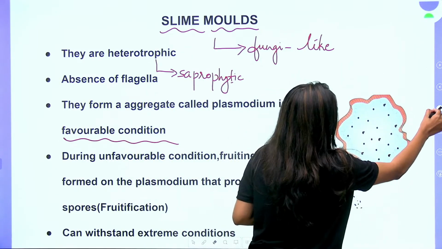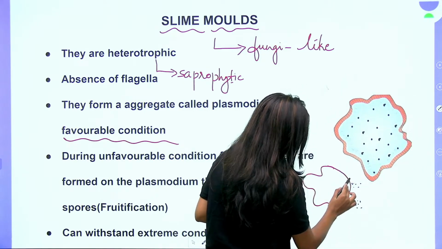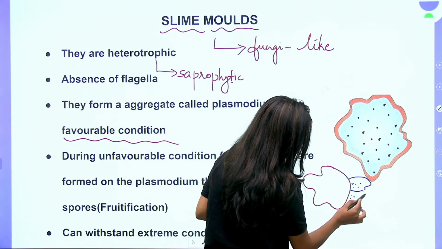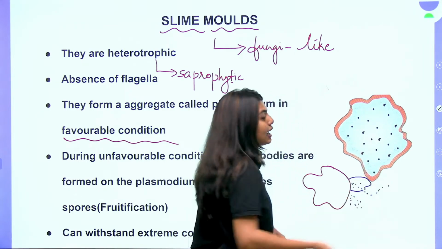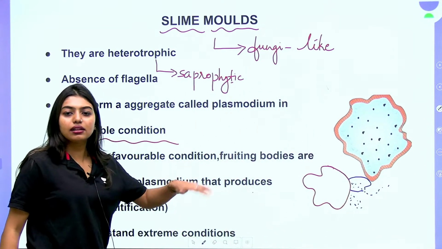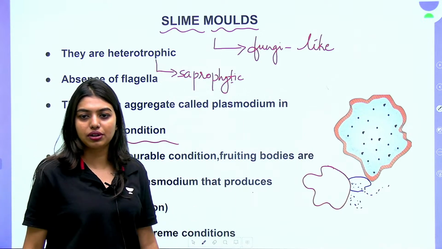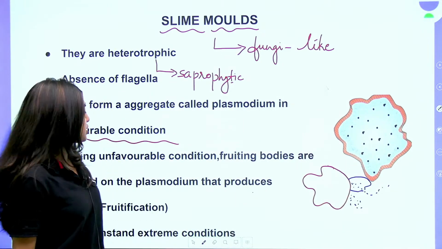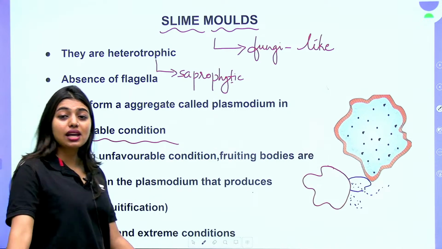Okay, they will be scattered with the help of air currents. Now they will scatter and the multiplication will continue.